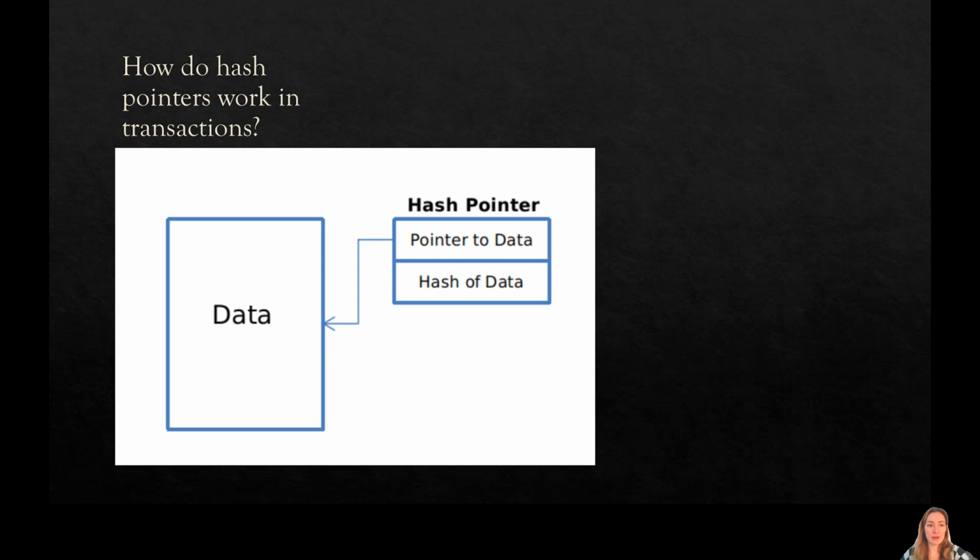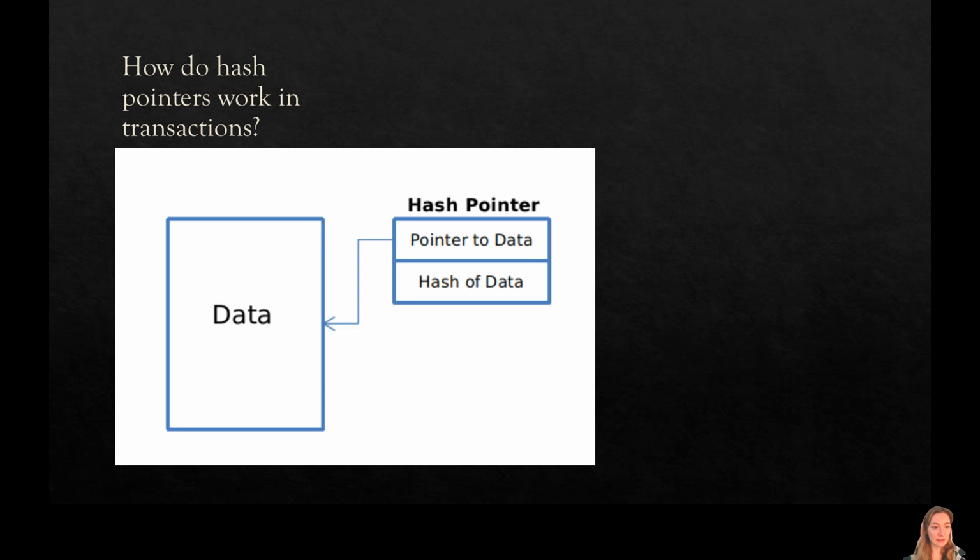I think to be able to explain how a hash pointer works in a transaction, we first of all need to understand what a hash pointer actually is. So a hash pointer is basically a data structure that is used to build a linked list, so a blockchain. And they are comprised of two parts, as you can see on the right.